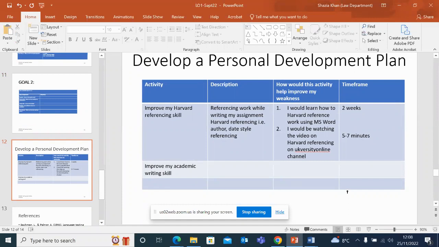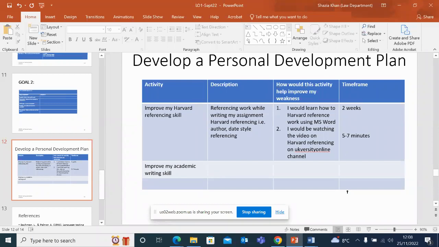So you will look at developing a personal development plan, okay? The whole point of this personal development plan is to identify things. So if you go back to the Harvard referencing, your activity here is to improve my Harvard referencing skill. The description here is referencing work while writing my assignment, i.e. Harvard referencing: the author, the date, the style, and the referencing. How would this activity help improve my weakness? I would learn how to Harvard reference using Microsoft Word.